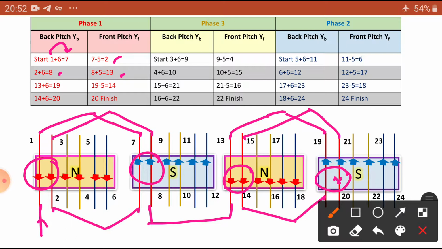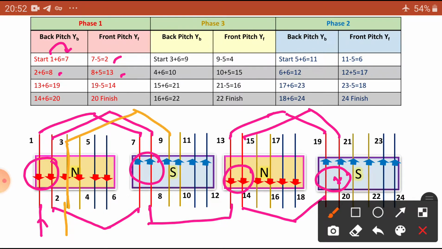So Y phase, you have to start, give the connections here. So what is that one? You have to start the third. This is the third conductor connected to the ninth conductor. So you connect to the ninth. Where is the ninth? This is the ninth.